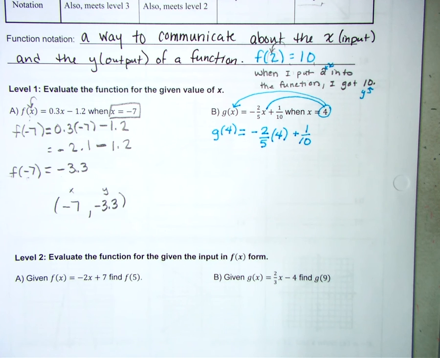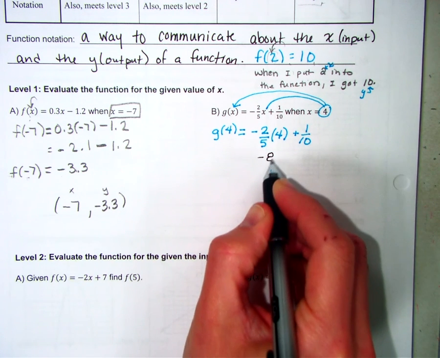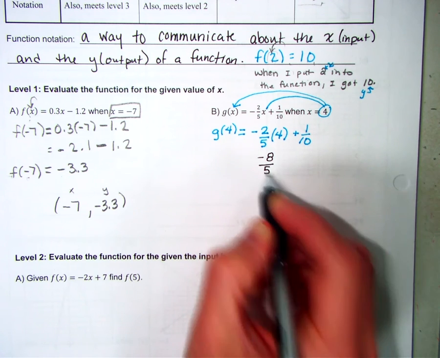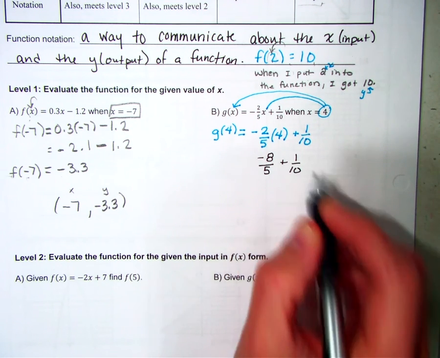I'm going to go through how to actually work this out. But if you're real good at your calculator, you can type it in and get the answer just with your calculator, and there's going to be no penalty for doing that. So I'm going to go ahead and work this out, though. So negative 2 times 4 is negative 8/5 plus 1 over 10.